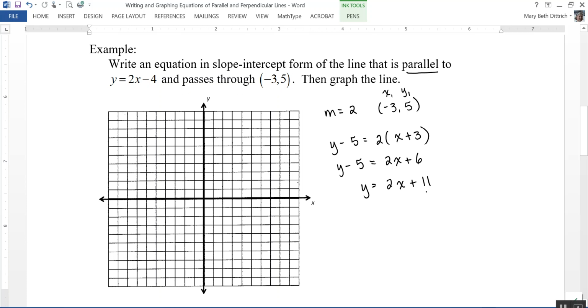So let's go ahead and graph this line. Unfortunately, my y-intercept is going to be all the way up here, and my slope is positive 2, which normally would mean up 2 and right 1, but it also means down 2 and left 1. So I can go down 2 and left 1. And if I go far enough, you can see the point negative 3, 5. There's the point that I was given. And graph that line. The line I had to find has the same slope as the given line, but a different y-intercept.